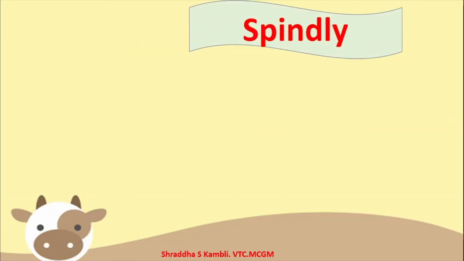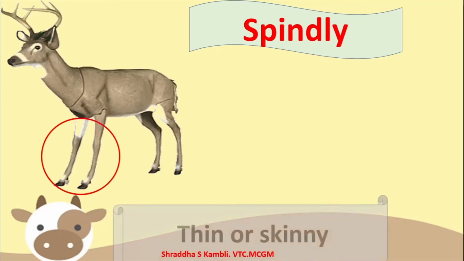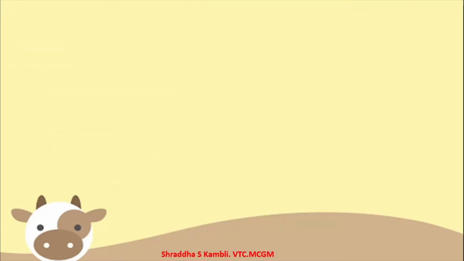What is the meaning of spindly, children? Spindly means thin, very thin. See here, spindly means very thin or very skinny. So the legs of the stag were very spindly, they were very skinny, they were very thin. Alright, so that was the story of the stag and his reflection and the hunters. So this was the first fable that we did.